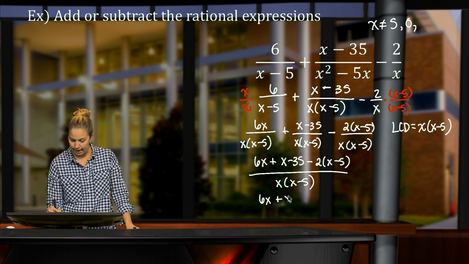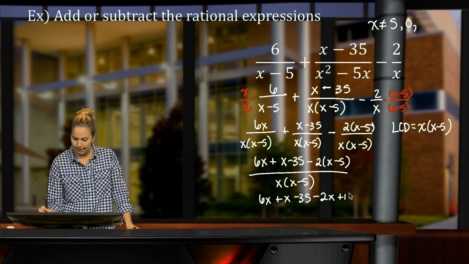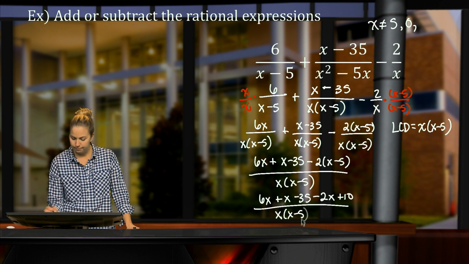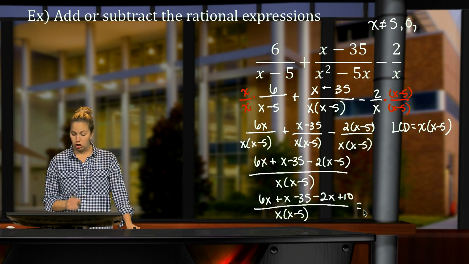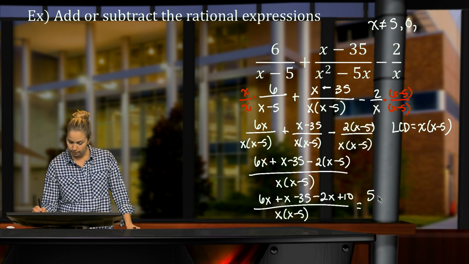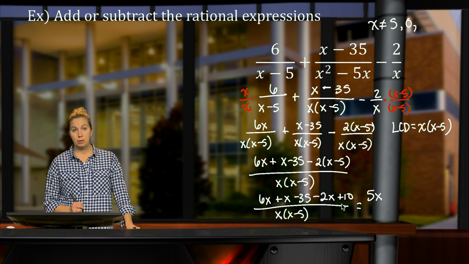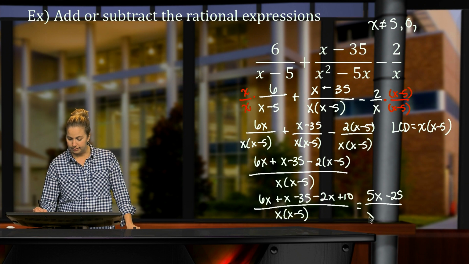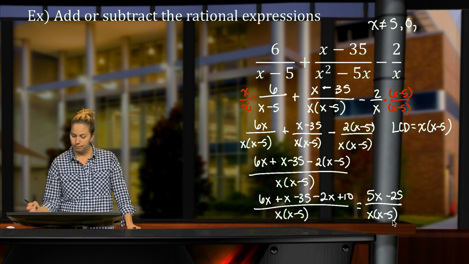6x plus x minus 35 minus 2x plus 10, divided by x times x minus 5. We combine like terms. We have 6x plus x is 7x, minus 2x is 5x. Negative 35 plus 10 is negative 25. Divided by x times x minus 5.